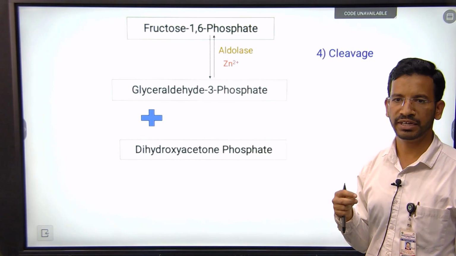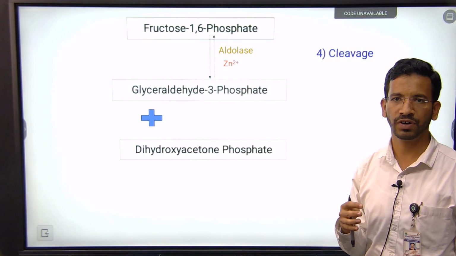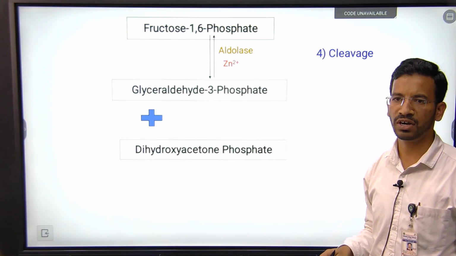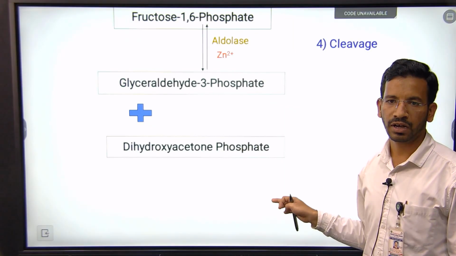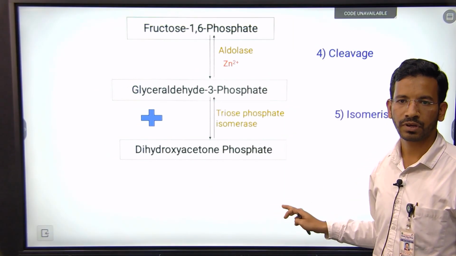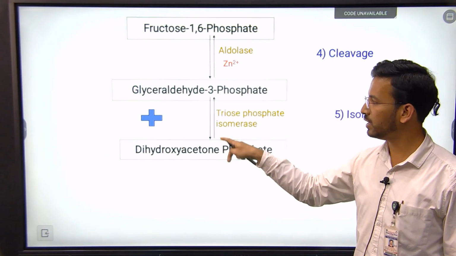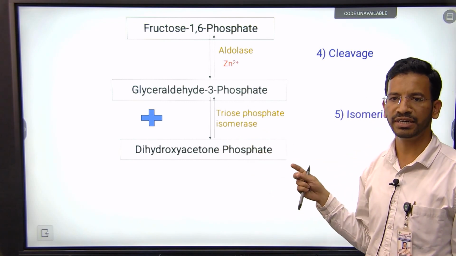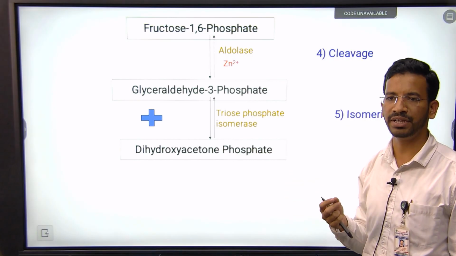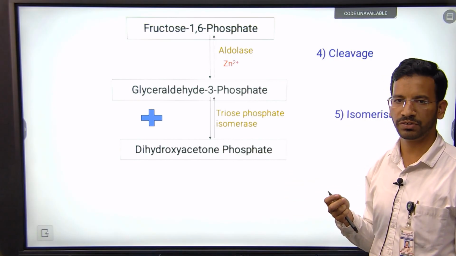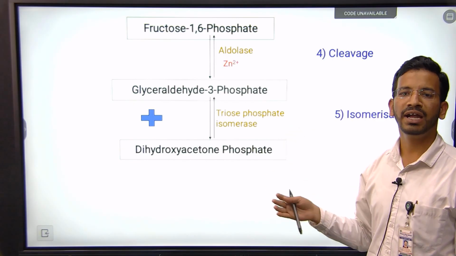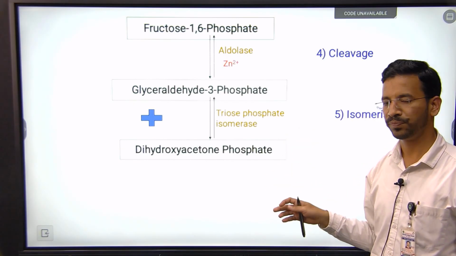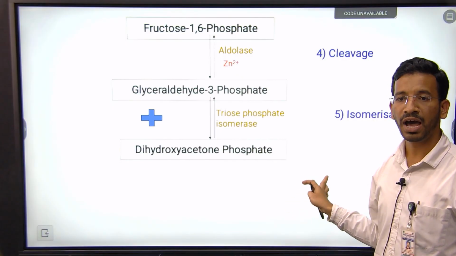The enzyme working in this reaction is aldolase, which requires zinc ions for its activity. This reaction is called cleavage. Again, this is a reversible reaction where the enzyme working is triose phosphate isomerase. Simply it is a reaction of isomerization where glyceraldehyde 3-phosphate and dihydroxyacetone phosphate are interconverted to each other.